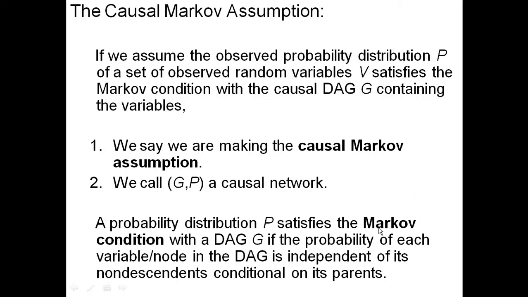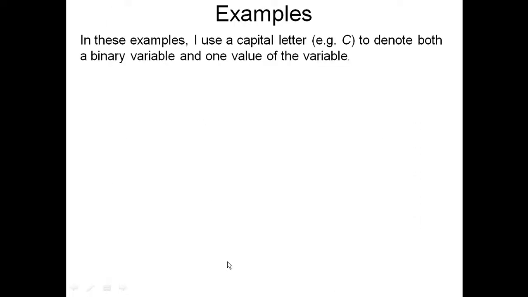Here is what we already know. Probably, I'm repeating it here. It's what we covered in previous talks. A probability distribution satisfies the Markov assumption if each variable is independent of its non-descendants conditional on its parents. That's what we've covered before.